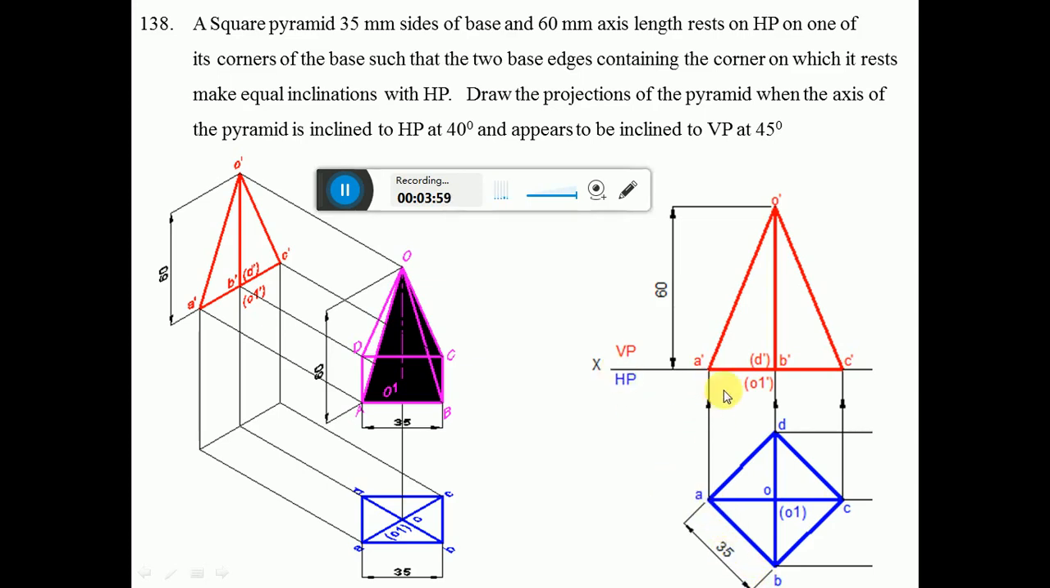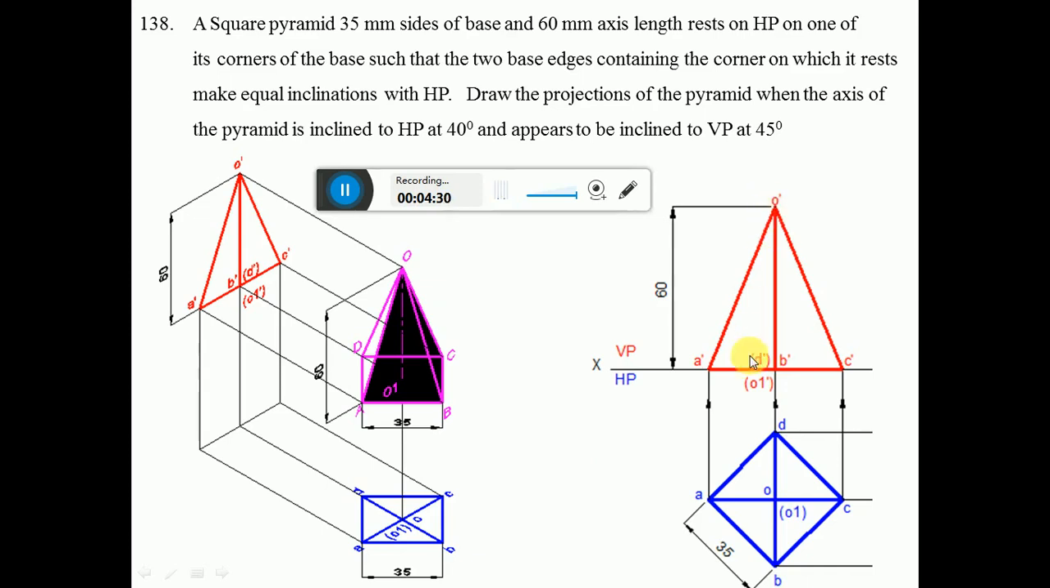Then you project all these points to the front view. Draw a vertical projector from A, B, D and C to the XY line to get the points A dash, B dash, C dash and bracket D dash, and O1 dash here. Because when you look from the front view, A, B, C are near to the observer, so these three points are visible, and D is away from the observer, so it becomes invisible. So when you look from the front view, the height can be seen from O1 dash. You measure a height of 60 mm axis length. So you measure 60 mm and mark this point as O dash.